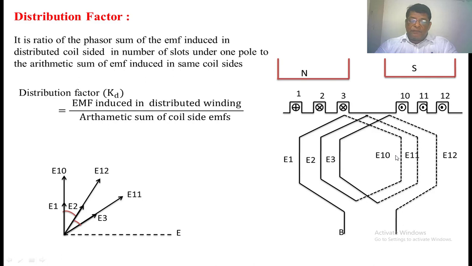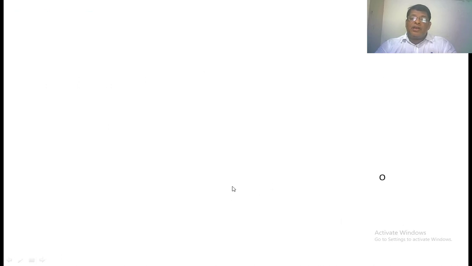E1 and E10 are in phase voltages, so here we are taking E1. E2 and E11 are in phase voltages. In the same manner, E3 and E12 are in phase voltages. Now here the phase angle between these two phasors is the one slot angle. Now we want to find the phasor sum of E1, E2. From the end of E1, we draw E2 in this manner. From the end of E2, we draw E3, again from this point with the same slope. In that manner, if we complete the phasor of voltages under one pole, it gives a polygon.